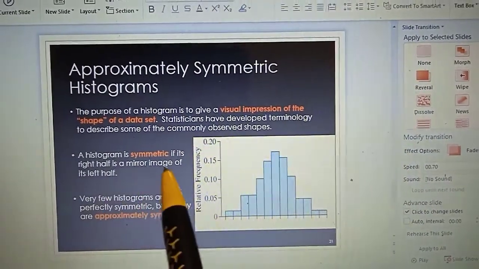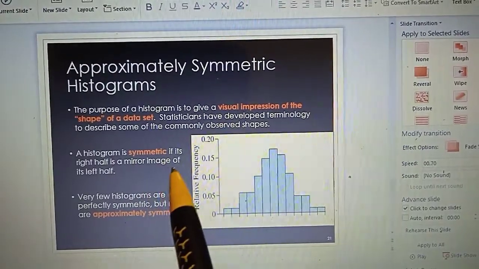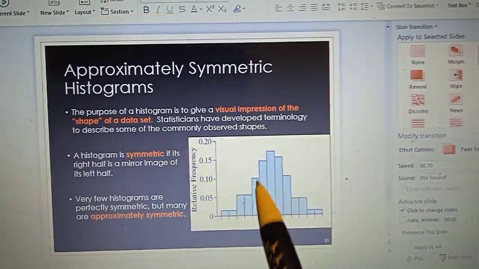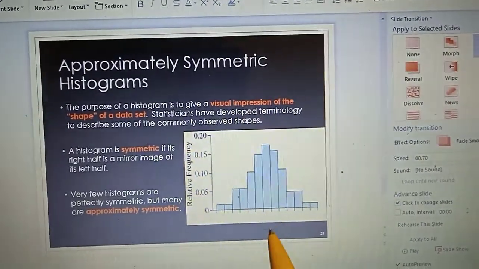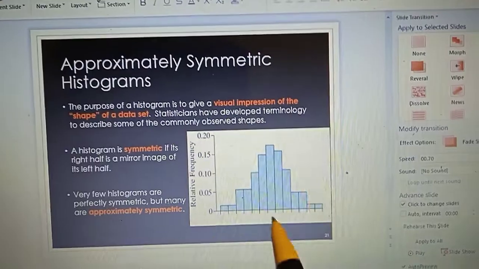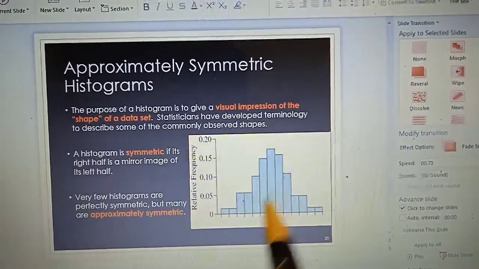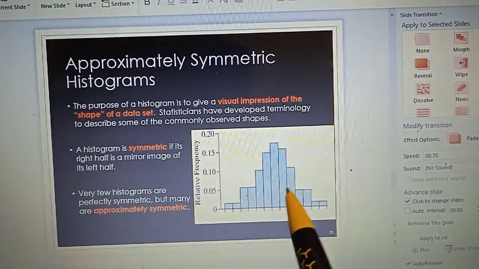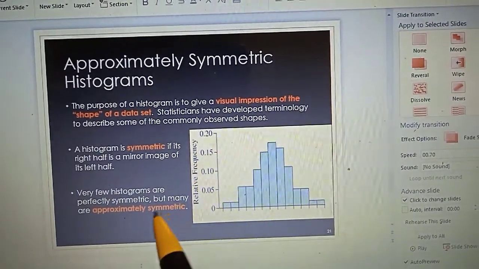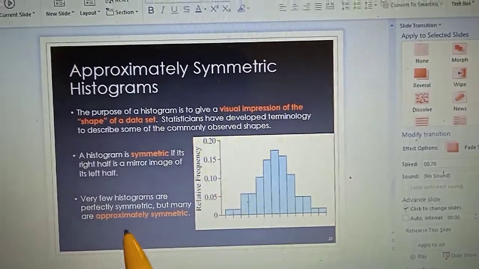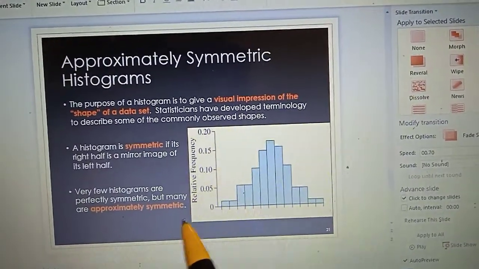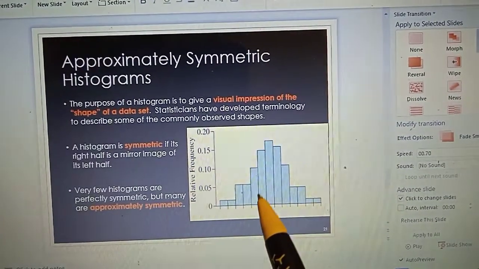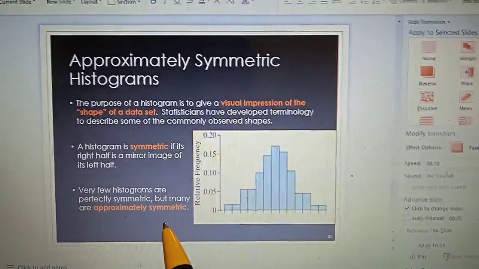A histogram is symmetric if its right half is a mirror image of its left half. Like this one, it is almost symmetric, because if we divide it in the middle, the left and the right are like a mirror image. They are almost the same, so we call it symmetric. Very few histograms are perfectly symmetric, but many are approximately symmetric.